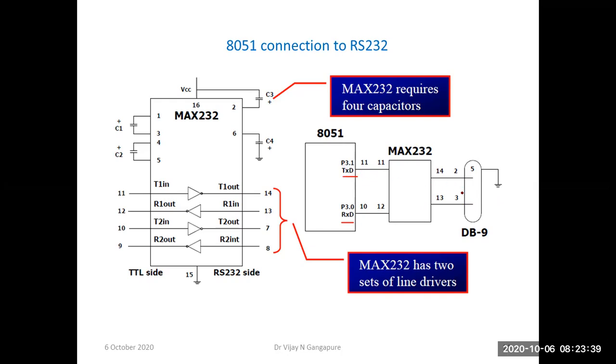Similarly, at the other end, pin number 14 is connected to pin number 2. What is 14? 14 is T1 out. It is connected to pin number 2 of this DB9, which is actually RXD.